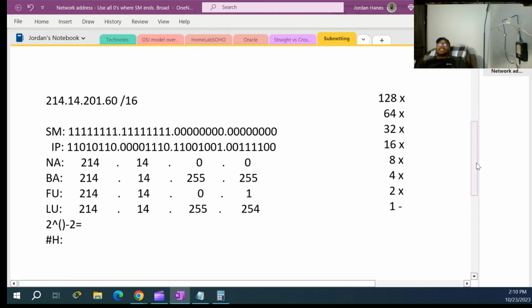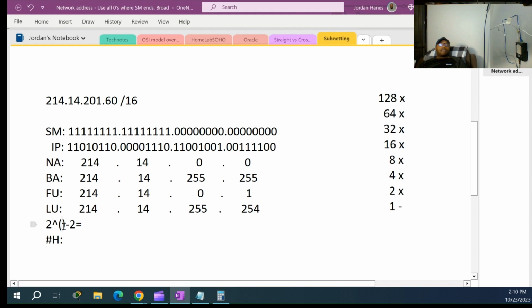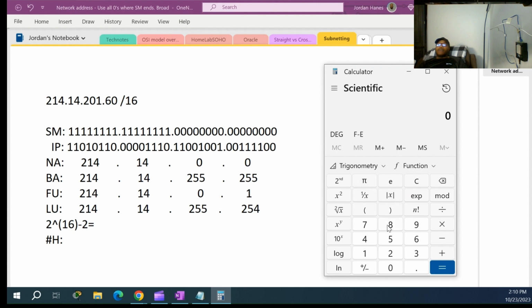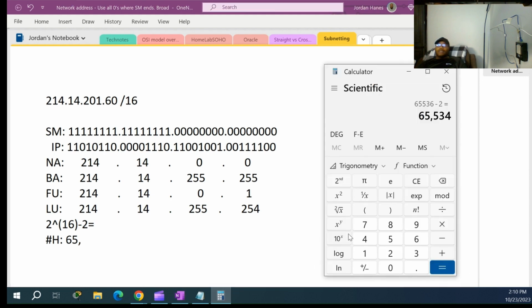So we're going to get the calculator out for this one because this is pretty big math. Okay, so what we're going to do is plug the number here into the parentheses. And we're going to do the math, and that is 2 to the power of 16 minus 2. It's going to give us a total of 65,534 usable hosts.